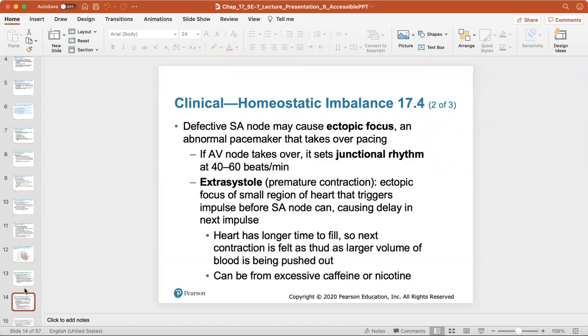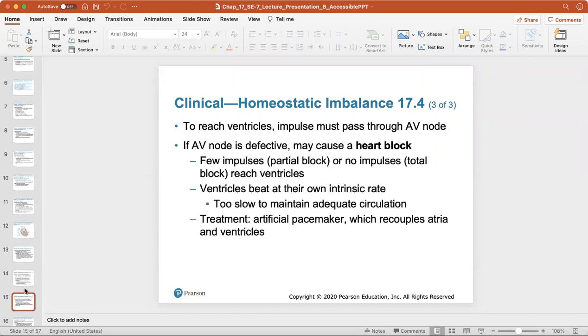A defective SA node may cause an ectopic focus, which is an abnormal pacemaker that takes over pacing. If the AV node takes over, it sets a junctional rhythm a little bit slower. Extrasystole is a premature contraction that could cause delay in the next impulse. So these are all kind of homeostatic imbalances of the heart.